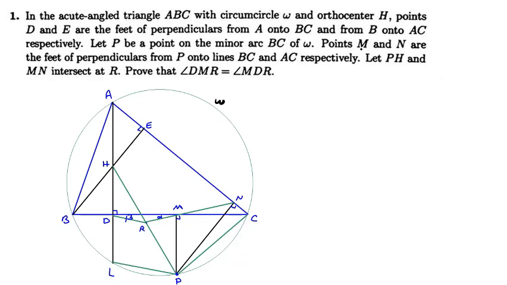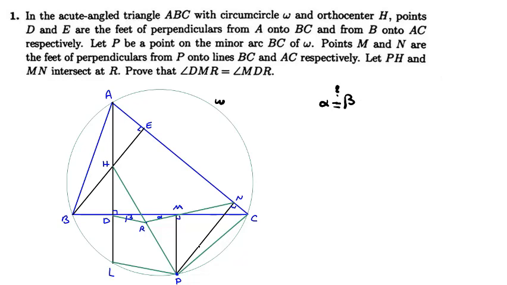And points M and N are the feet of perpendiculars from P onto lines BC and AC respectively. Let PH and MN intersect at R. Prove that angle MDR, beta, equals angle DMR, alpha. Prove that alpha is equal to beta. We want to prove this.